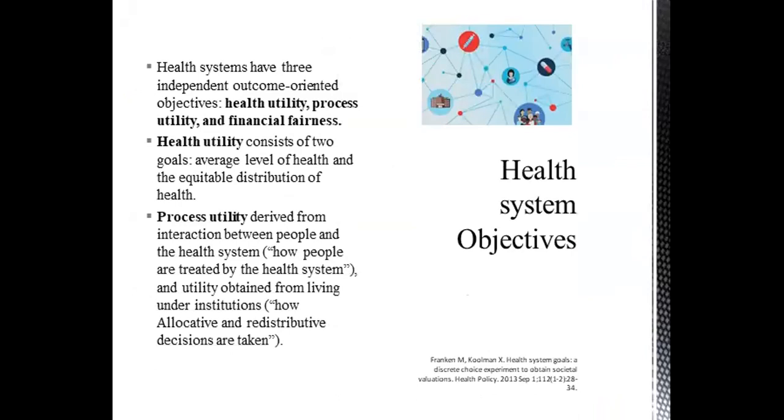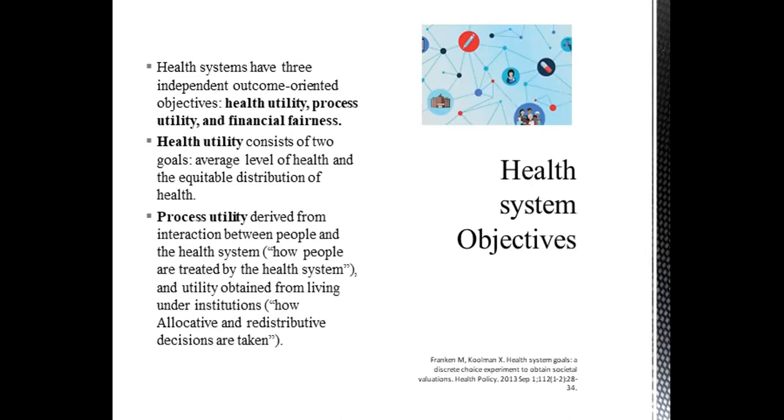Health system actually has three independent outcome-oriented objectives, which include health utility, process utility, and financial fairness. Health utility consists of two further goals, which include achievement of average level of health and equitable distribution of health, which means to give health according to need, not equality, but according to equity distribution of health.